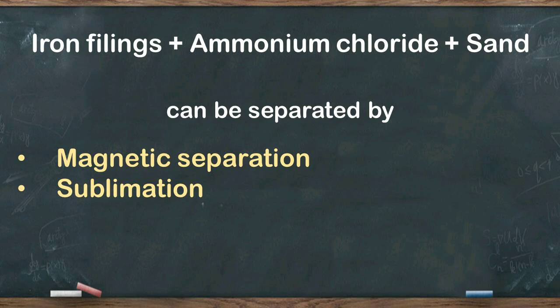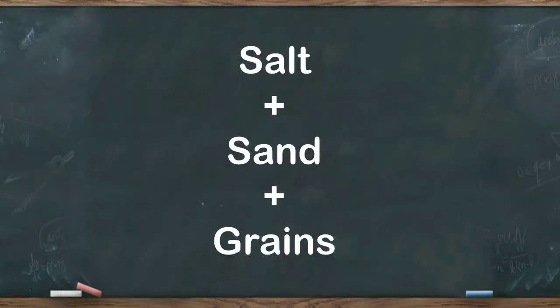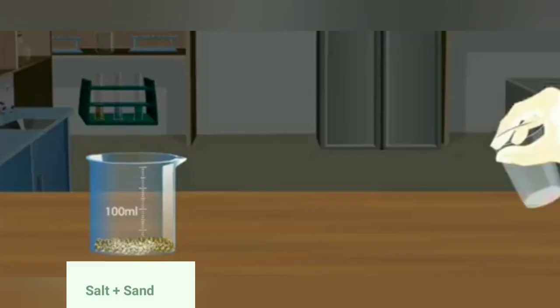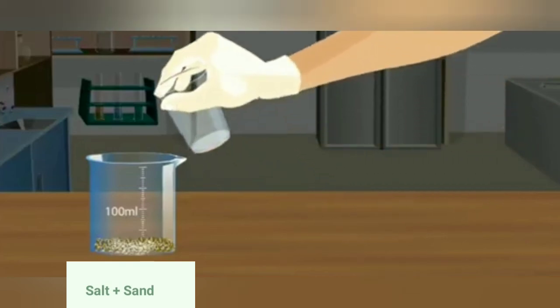There is one more example of separation of salt, sand and grains from their mixture. Grains can be separated from salt and sand by sieving, because salt and sand, due to smaller size, can pass through the sieve and grains, due to larger size, remain on the sieve. Now a mixture of salt and sand is left.